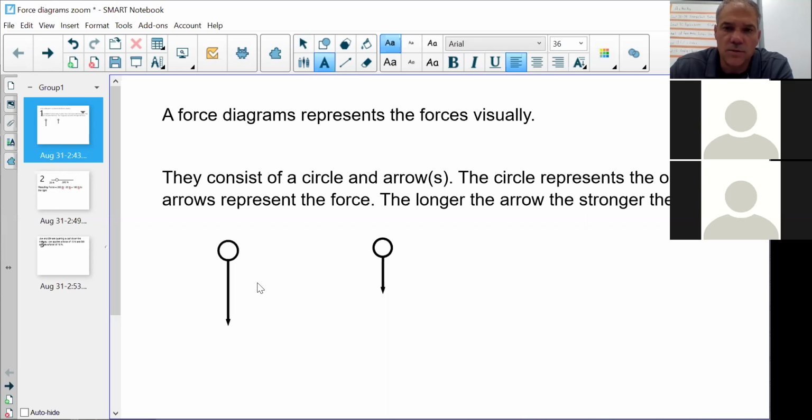Now, forces are measured in units called newtons, okay? Because this arrow is longer, we might say this has a force of 10 newtons, and since this arrow is shorter, it may have a force of 5 newtons, okay? Sometimes we will label force diagrams, and when we label them, what we mean is tell me the numbers that go with each arrow, okay? So far, so good?